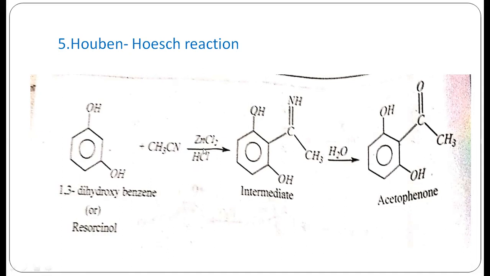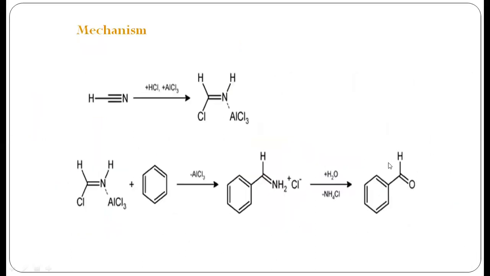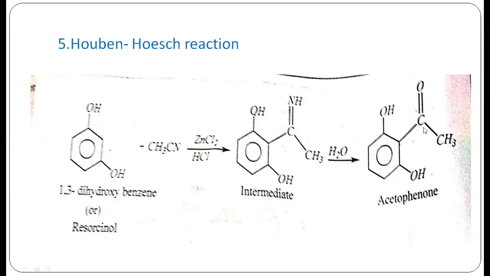Similarly, the Lewis acid here is zinc chloride, along with HCl. In the presence of an electron donating group, or simple benzene, the group is substituted as a ketone. Whereas in the Gattermann reaction an aldehyde group is substituted, in the Houben-Hoesch reaction a ketone group, C double bond O CH3, is substituted on the benzene. This reaction is called the Houben-Hoesch reaction.